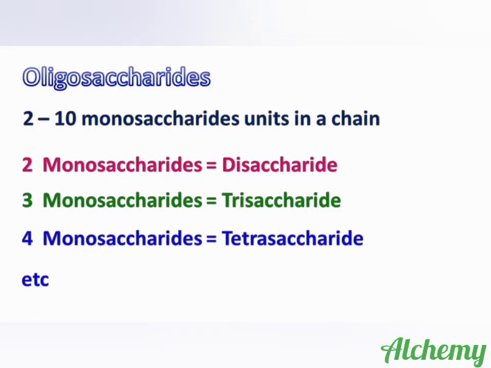Oligosaccharides are molecules that consist of 2 to 10 monosaccharides joined together. If 2 monosaccharides are joined together, it's called a disaccharide. If 3 monosaccharides are joined together, it's called a trisaccharide. If 4 monosaccharides are joined together, it's called a tetrasaccharide, and so on.